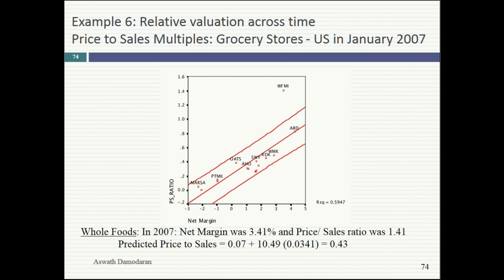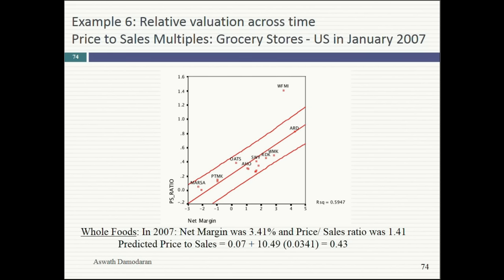And I did a scatter plot of price to sales ratios. I should have done EV to sales, but I kind of got sloppy. I did price to sales and net margin. So there's the entire grocery store sector all lying next to the line. And there's Whole Foods. And of course, if you looked at the equity research reports in 2007, you know what they told me? Whole Foods is okay. It looks expensive, but it's okay because its margins are so much higher than everybody else's.